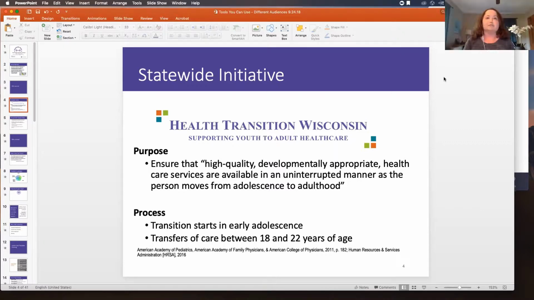And we support the youth to adult healthcare transition process. The purpose is to make sure that there are tools and resources, and they're all developmentally appropriate education and awareness to support people as they move from the pediatric world to adult healthcare in an uninterrupted manner. That process typically starts in early adolescence. We encourage it a lot younger, but with things happening as they are, we can only start at a certain point. The formal part of the transition, the actual active transfer of care, takes place between the ages of 18 to 22. That depends on the individual, what makes sense and what's appropriate, but these are general guidelines on the ages that we would expect.